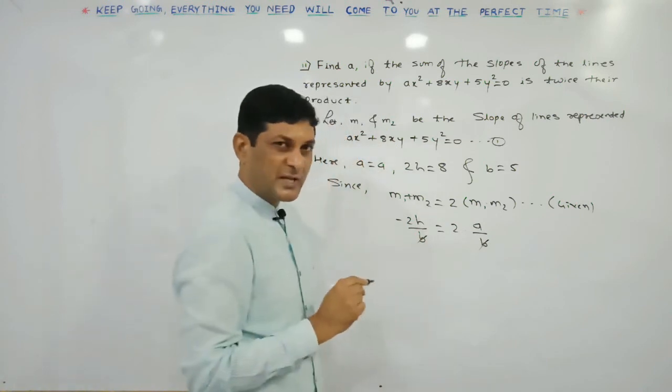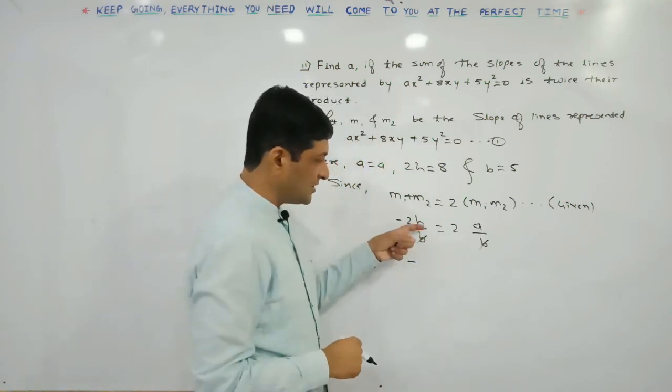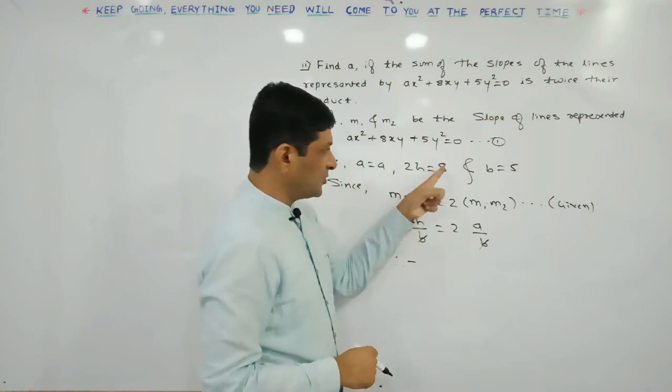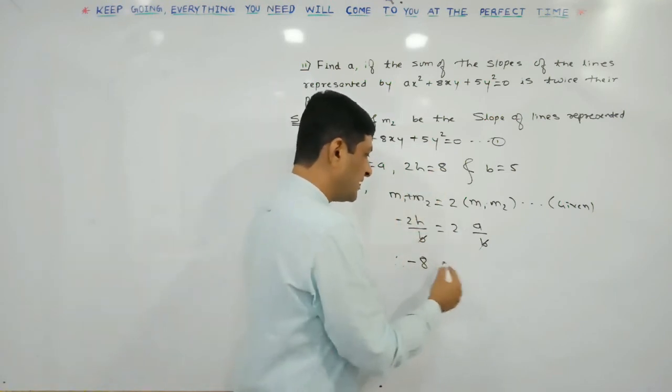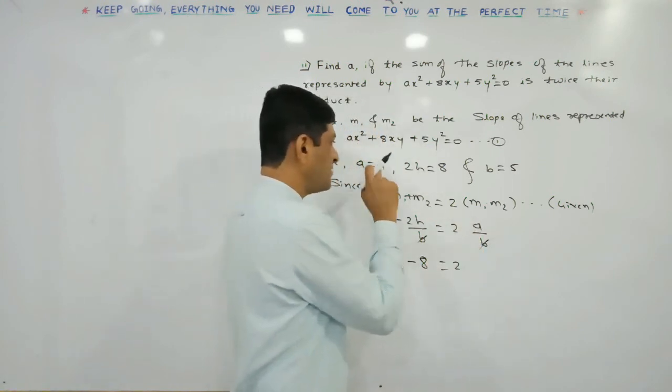b on both sides will get cancelled. After cancelling b on both sides, minus, keep it as it is, 2h. We are replacing 2h by its value 8. And on this side 2, keep it as it is, replace a by its value. What is the value of a here?